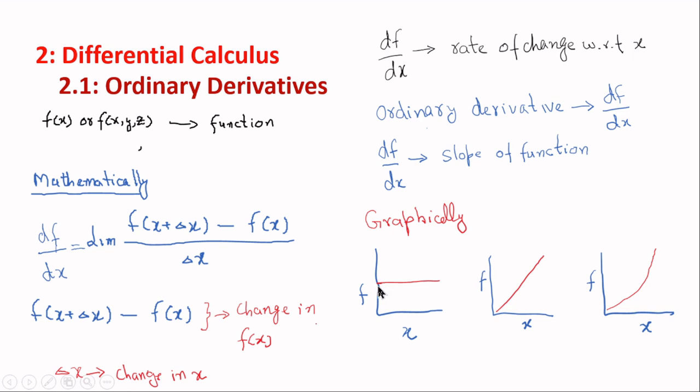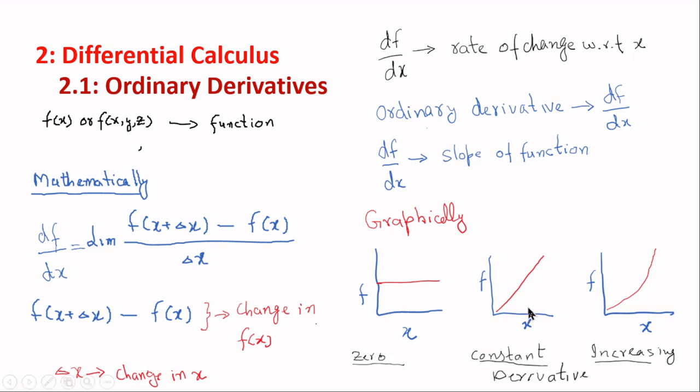Suppose a function does not change with x. We can say that this function is constant with respect to x, so its derivative will be 0. Another function whose value changes uniformly with x is not constant, and its derivative is constant because the rate of change is constant. This function is varying, and also its derivative is varying. So the rate of change is not constant in this function. These are the different examples related to derivatives.